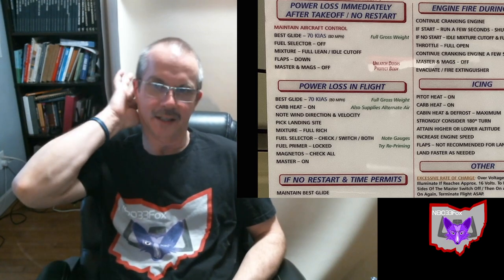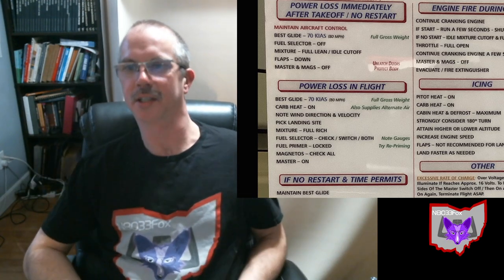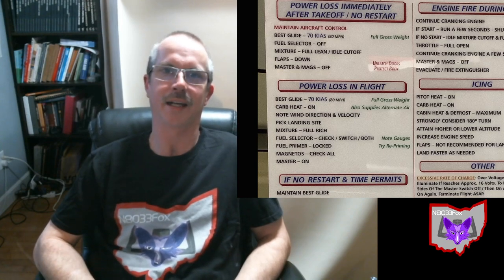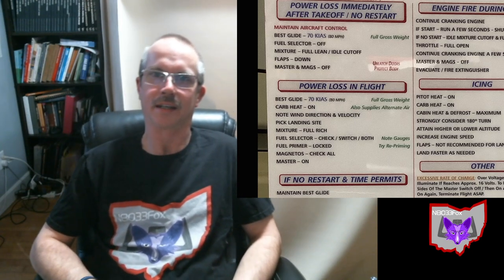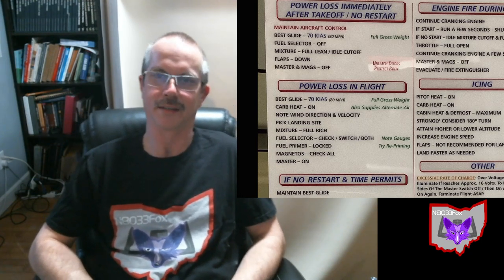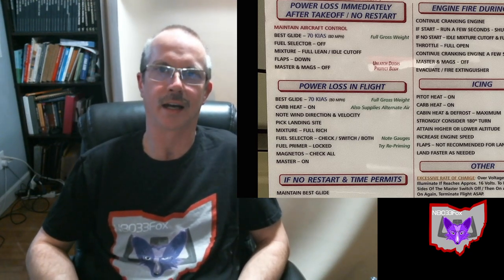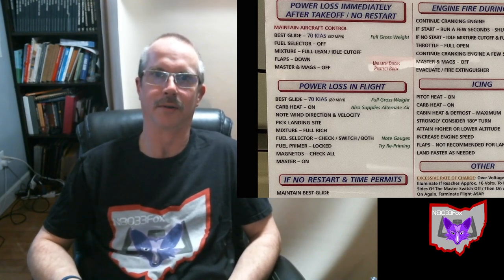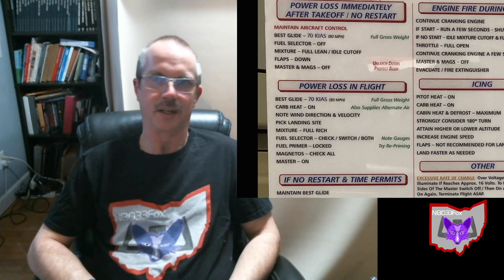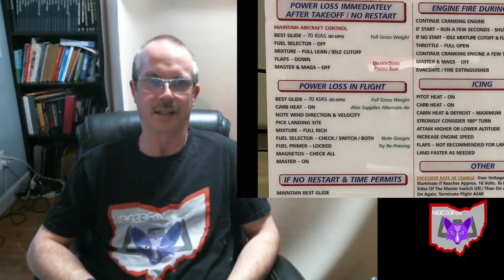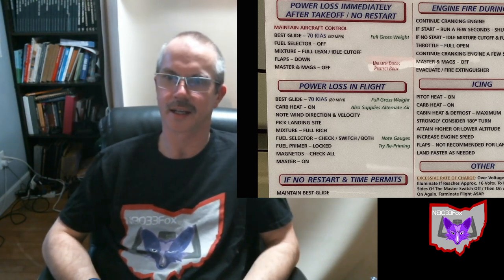So power loss immediately after takeoff, we're going to find best glide. And in our airplane, that's going to be 80 miles per hour. And I have to say 80 miles per hour because that's the only thing I can see in the airplane I fly in real life. I can't see that 70 knots because it's a mile per hour instrument. There is a knots indication there, but it's not first glance. You really have to look at the small numbers to see that.